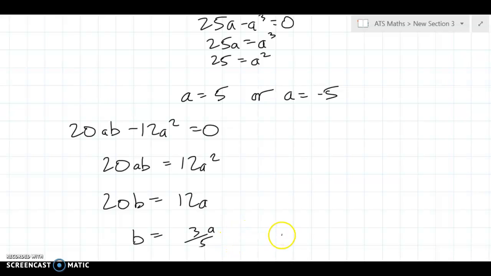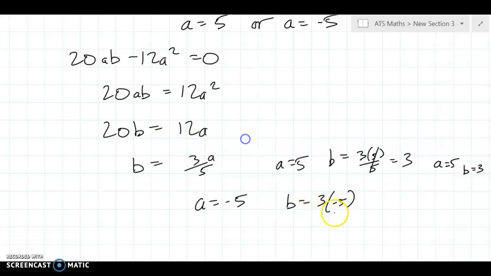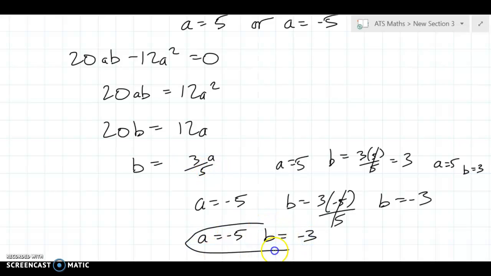So when a equals 5, b is going to be equal to 3 times 5 over 5. They cancel, we get 3. So we get a equals 5, b equals 3. And the other option then, when a equals minus 5, b equals 3 times minus 5 over 5. They cancel, but the sign comes out onto the 3 there, so b equals minus 3. So the other option is a equals minus 5 and b equals minus 3. So that's one answer, that's the other answer.